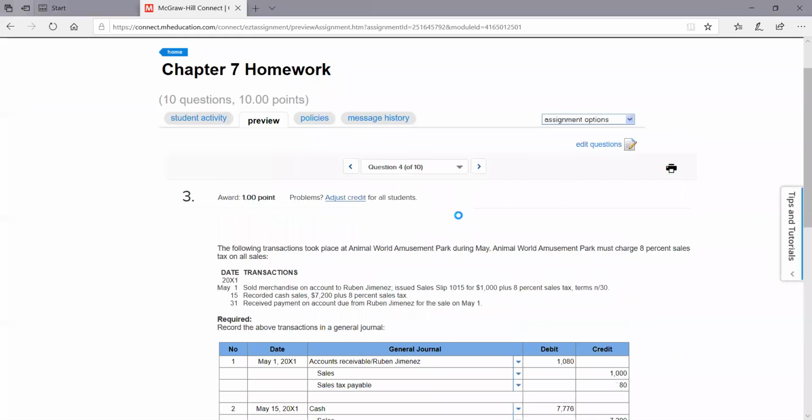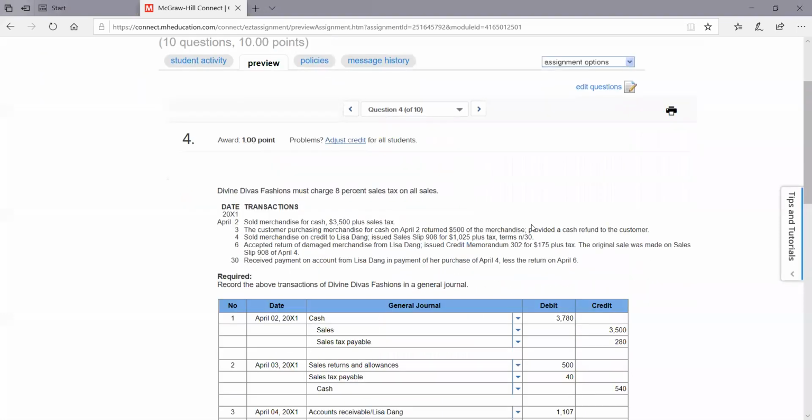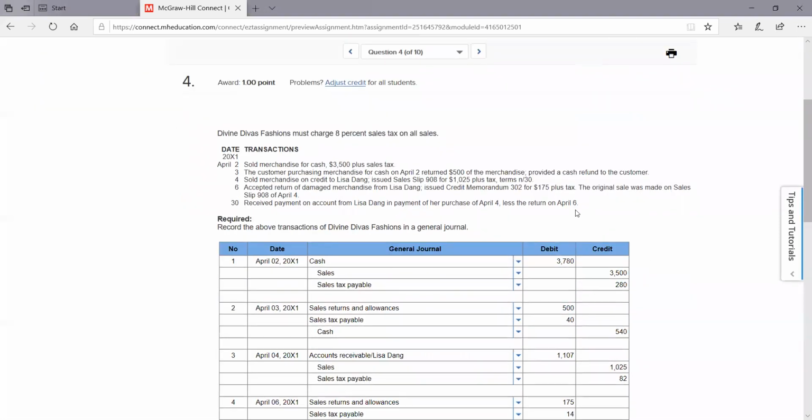Let's check out number 4. Again, in this one, it looks like we're going to have some sales tax and we're going to deal with some sales returns. On the first one, we've got sold merchandise for cash, plus sales tax, and note the 8% is going to be the standard sales tax they're going to use in all the problems. So they're going to debit cash for both the sale plus the tax. The sales is 3,500 and the tax payable, which is that 8%, is 280.